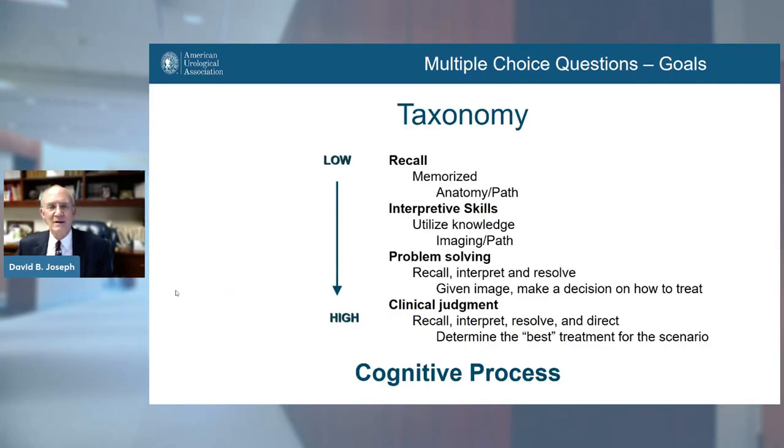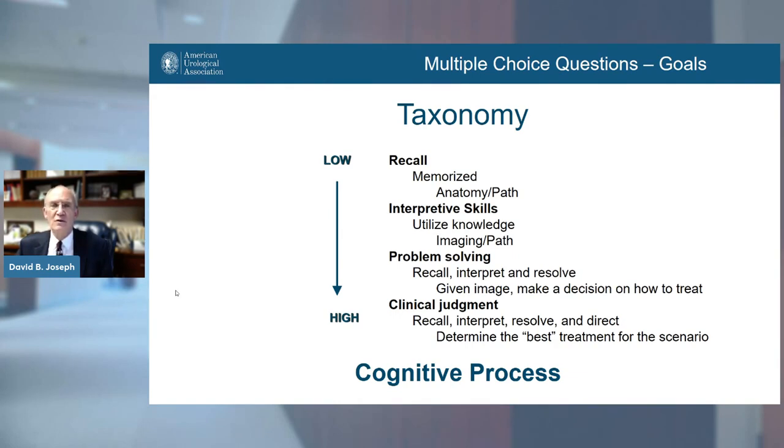Well, I mentioned taxonomy. Taxonomy is just the cognitive process of different levels of questions. There's low cognitive process, which is basically recall, and high, where it's clinical judgment. Now, low and recall doesn't mean it's an inappropriate question. It may be very effective, particularly for certain situations, such as asking an anatomy question, pathology, using a basic recall question is very appropriate. When you're trying to determine whether a learner has actually reviewed the material, recall questions are also very appropriate.